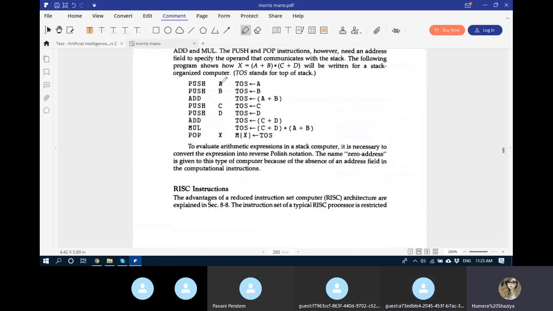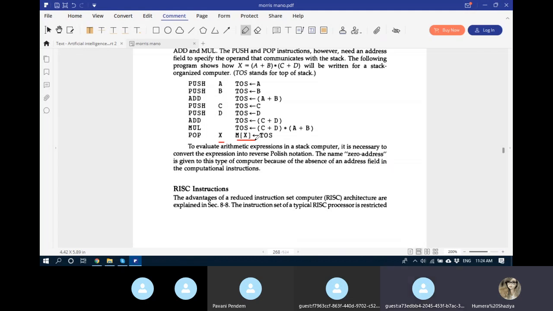Here, assume that this A, B, C, D are some numbers. Then what are you doing? You are saying push of 3, push of 4, add, means add 3 and 4. Then push of 5, push of 6, add means adding 5 and 6. Then mul, multiplying 7 and 11. And then pop of X means you are removing the final result from stack and storing into memory. M of X.